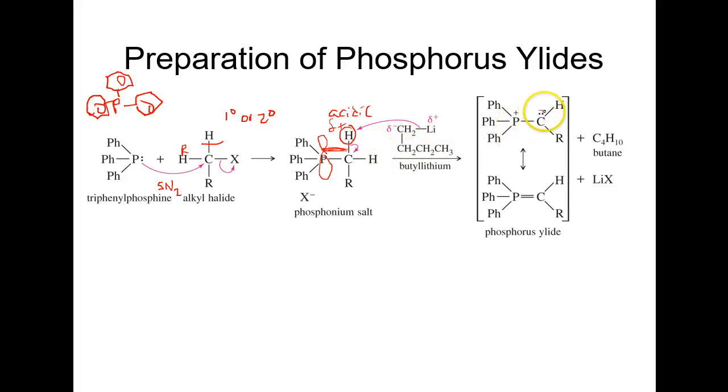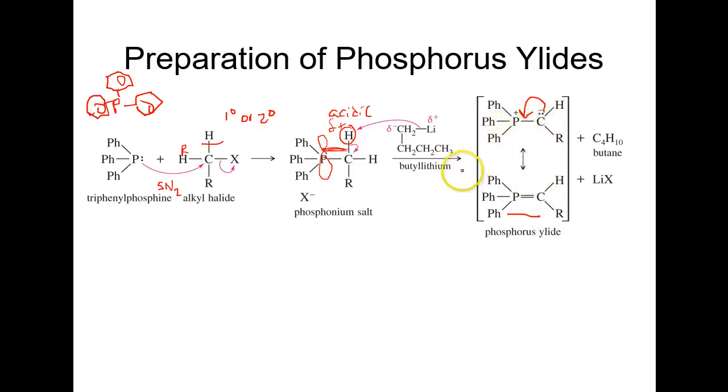All right, now this negative charge can form a double bond. This is kind of a resonance structure. This is actually the major resonance structure because it has no charges. Okay, so this is the major resonance structure, but you can think of it as a carbon negative that's stabilized by a phosphorus.